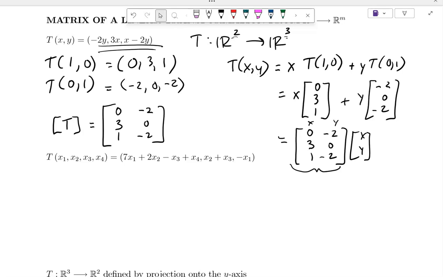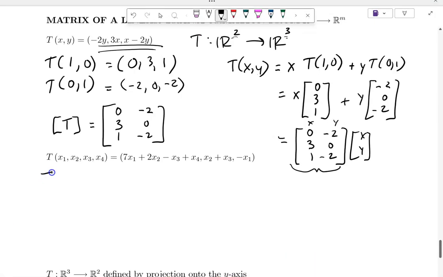Now notice again, how did I get 0, 3, 1? That was applying the transformation to 1, 0, right? And this was applying the transformation to 0, 1. These are just the columns when we apply to the standard basis. All right, let's look at the next one.